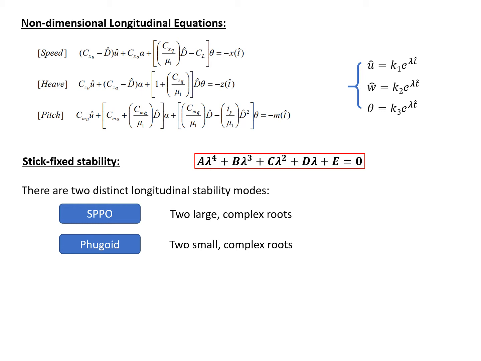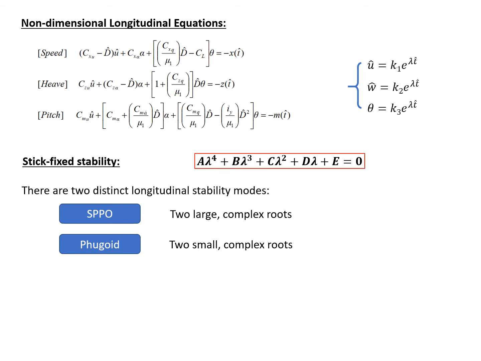Okay, and we know for the longitudinal stability, there are two distinctive modes. One is called the short period pitching oscillation, SPPO. The other is the phugoid mode. For SPPO, we know it has two large complex roots, and for the phugoid mode, it has two small complex roots. Why complex roots? Because these two modes are oscillatory modes, so the roots are complex.